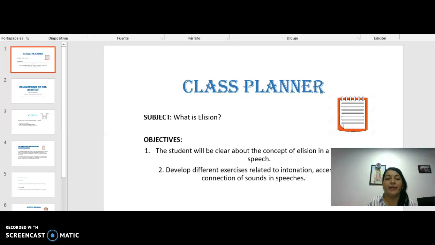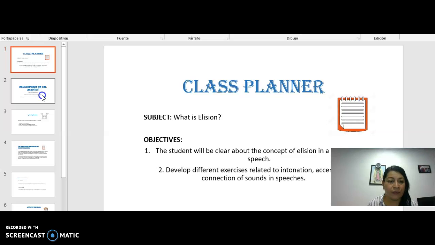Class planner. What is elision? Objectives. One, the student will explain the concept of elision in connected speech. Two, the student will differentiate intonation, accent, and the connection of sounds in speech.